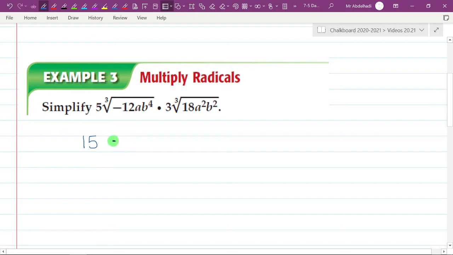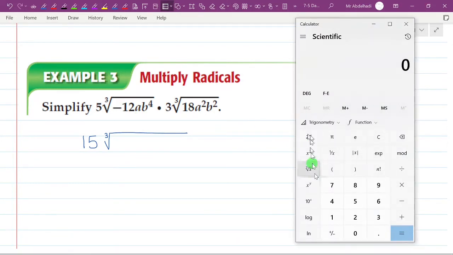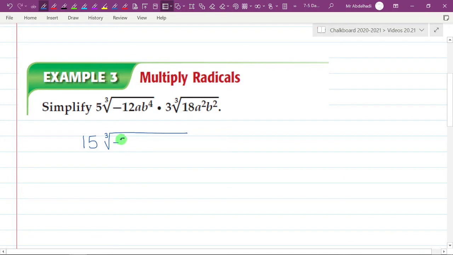That's the outside numbers. Now the stuff inside the radical is just going to end up inside of one big radical. So what's negative 12 times 18? Well, you can grab a calculator if you don't know what that is. 12 times 18 is 216. So this is negative 216. You have an a here, an a squared here. So a times a squared is a cubed. You have b to the 4th times b squared. You add the powers to get b to the 6th. So that's the multiplication step.